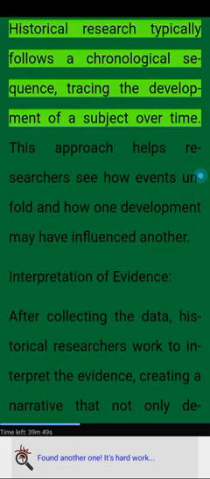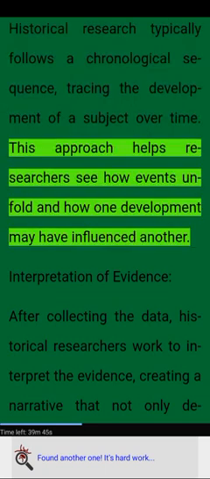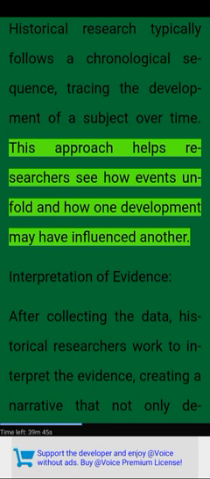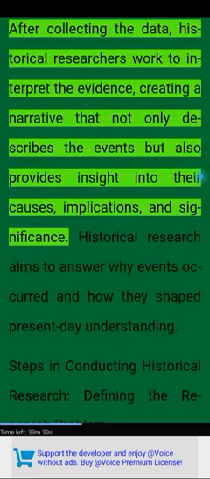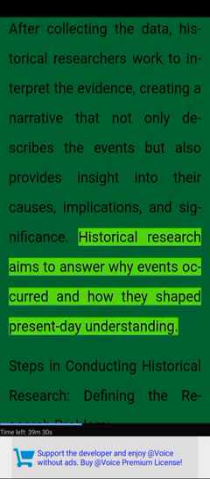Chronological approach. Historical research typically follows a chronological sequence, tracing the development of a subject over time. This approach helps researchers see how events unfold and how one development may have influenced another. Interpretation of evidence. After collecting the data, historical researchers work to interpret the evidence, creating a narrative that not only describes the events but also provides insight into their causes, implications, and significance. Historical research aims to answer why events occurred and how they shaped present-day understanding.